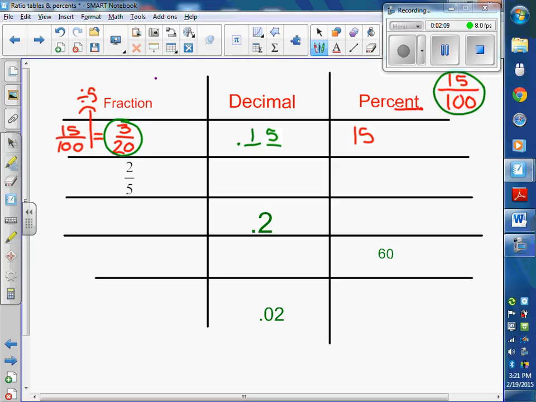Okay. So if I want to go the other way, 2/5, I want to get this to hundredths. So I would have to multiply by what? 20. So I would have 40 over 100. That means it's 40% because it's 40 per 100. And the decimal is 40 100ths, but you could also just write 4/10. They mean the same thing. Raise your hand if that makes sense.